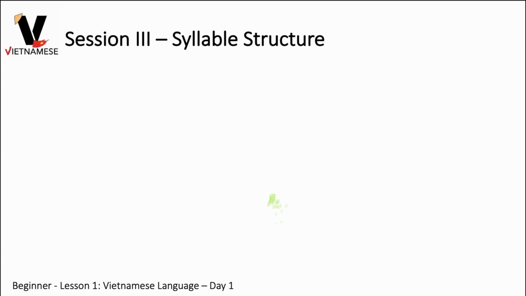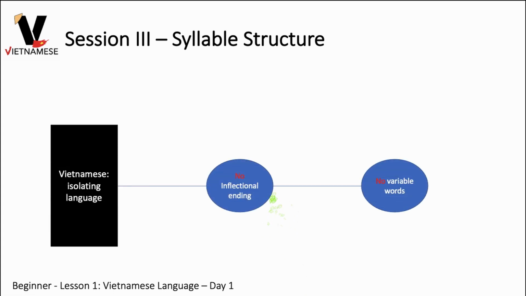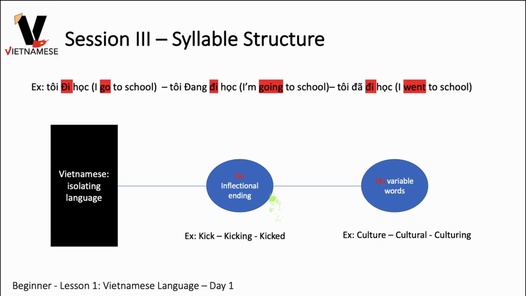Section 3, the syllable structure. Vietnamese is an isolating language. We share these characteristics with the Chinese language. It means that in Vietnamese we don't have inflectional endings and all the words are invariable. For example, in Vietnamese we don't have to change a word to make it serve a different meaning.